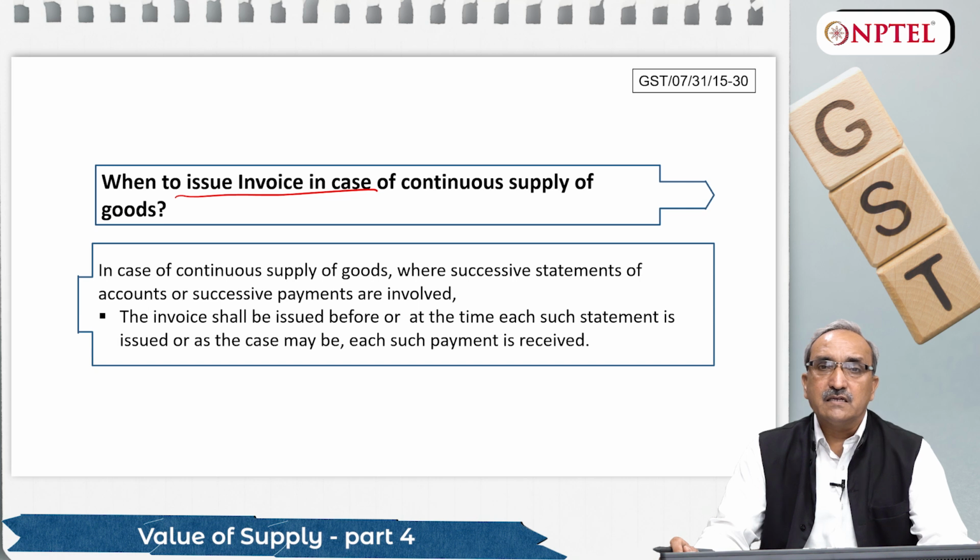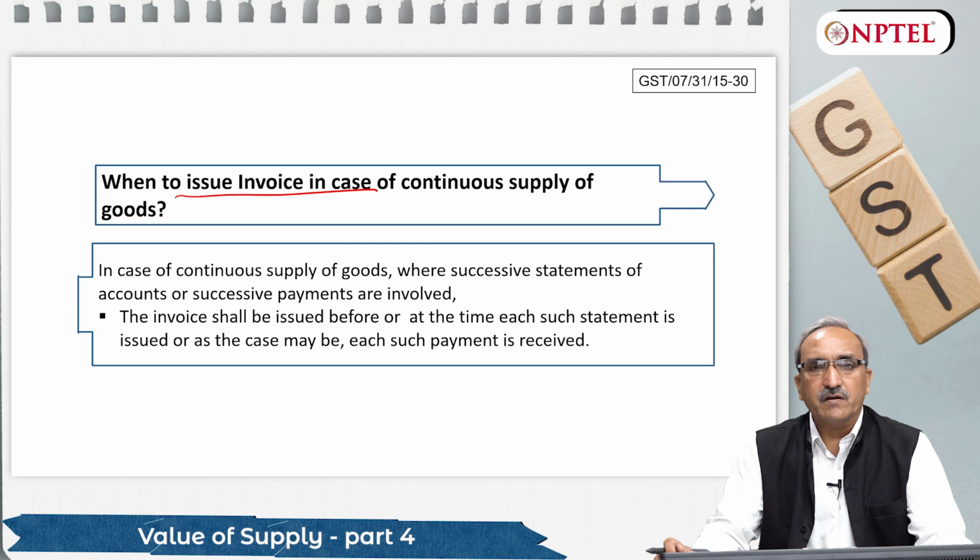So these are covered under GST. If any service or any work or any activity goes beyond 3 months, it is a continuous supply of services, or a continuous supply of goods or services. If things are happening beyond 3 months, then when is the bill to be raised?